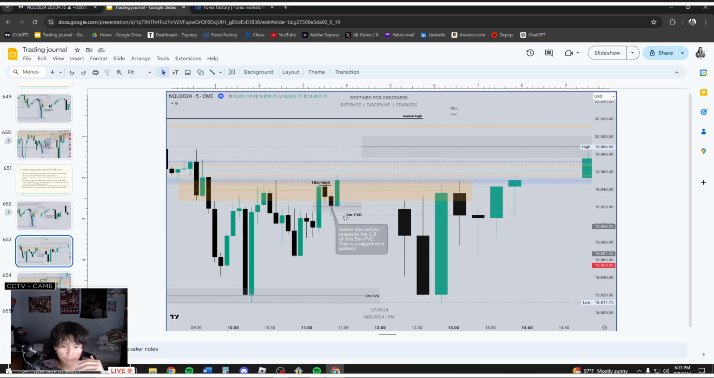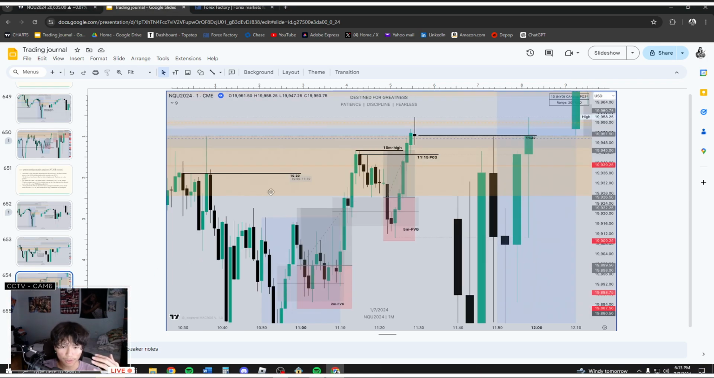That algorithmic pattern of us closing above that consequent encroachment just gives me more conviction and confidence to hold my trade and allow my trade to play out. So on the 1-minute time frame, you can see here I'm buying below the 11:15 power of 3, and I bought into that 5-minute FEG.